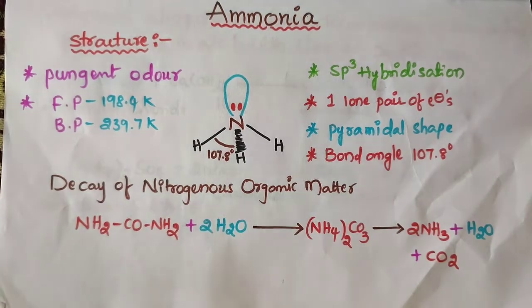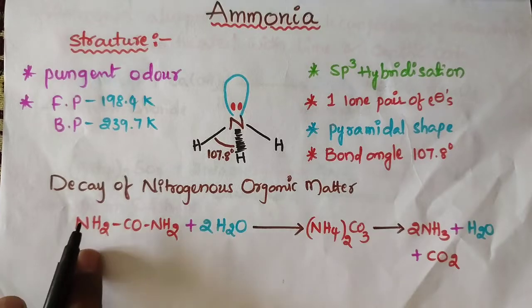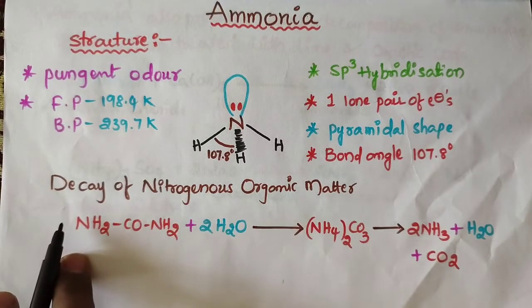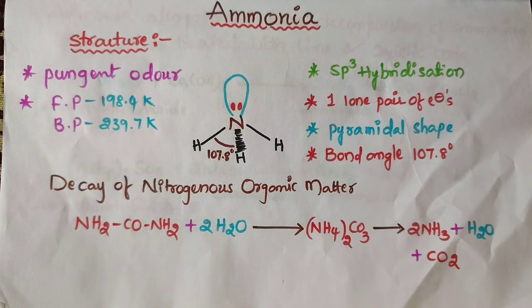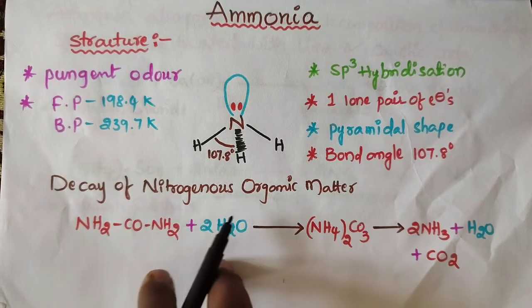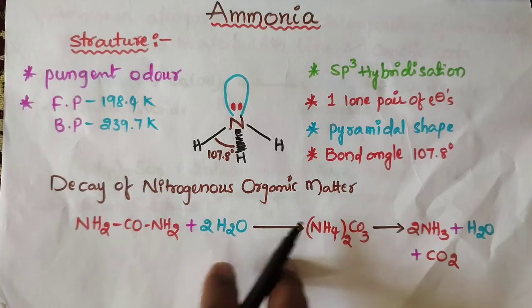And this ammonia is prepared by natural decay of the nitrogenous organic matter. Ammonia is present in small quantity in air and soil. So it is formed by the decay of nitrogenous organic matter.